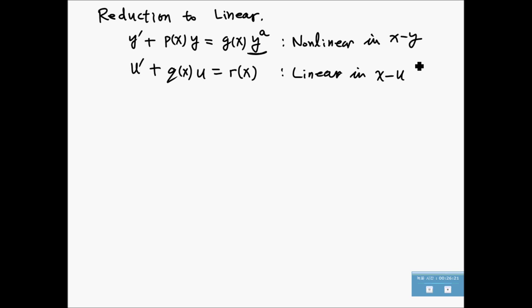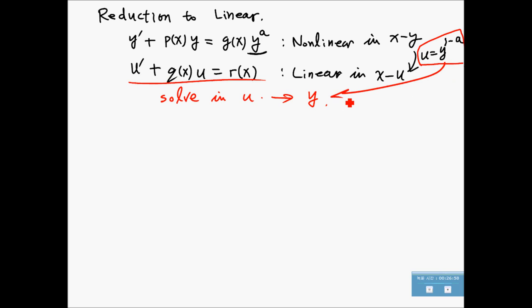by u is y to the 1 minus a. By using this transform, we want to have this equation, not the original one. And then we solve in u, because it's linear. And then we go back to y using this transform again. That's simple, that process.